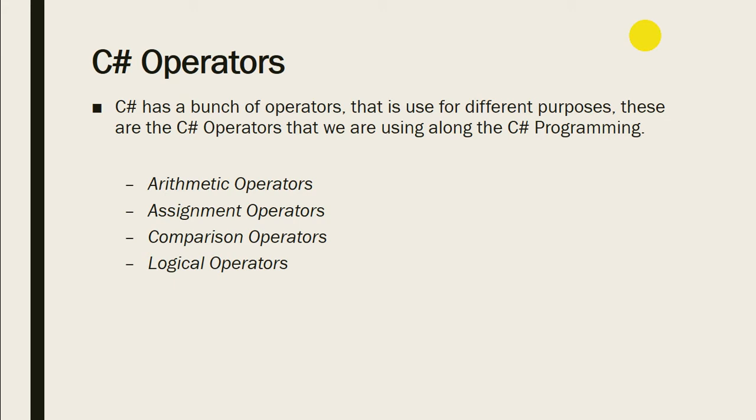The other operators in C# programming are comparison operators. Comparison operators are used for comparing the values of two variables.